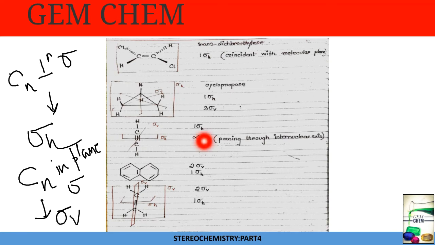Okay, now for cyclopropane we are getting 1 sigma H, that is passing through the plane, and 3 sigma V's. And for this moiety, that is ethylene moiety, we are getting 1 sigma H and infinite sigma V passing through the internuclear axis. For naphthalene, we will get 2 sigma V and 1 sigma H. Try it on your own and match it. Okay. And next, for ethylene, we will get 2 sigma V and 1 sigma H.